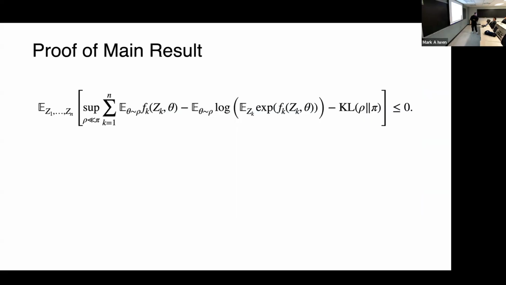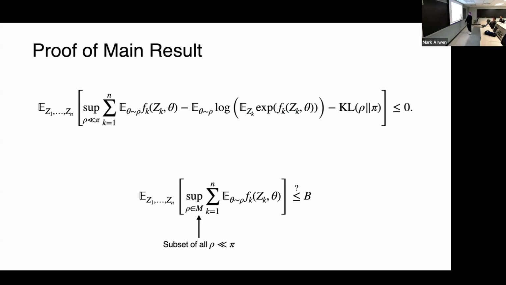Well, let's just say you wanted to bound a smooth empirical process that looked like this. It's almost the exact same thing, but I don't have these minus terms. So I look at, for a subset of, let's say, rows that are absolutely continuous with respect to pi, I want to control the following sum uniformly for all rho and m, and then bound the expectation of that. How would I use this lemma to bound this quantity?